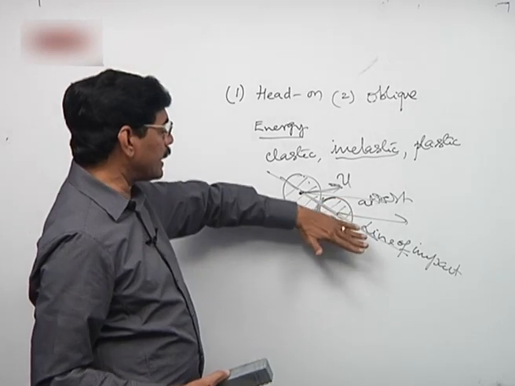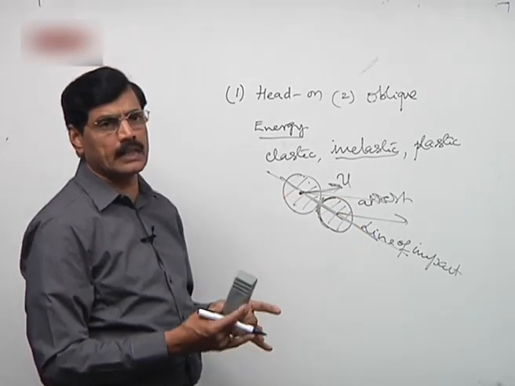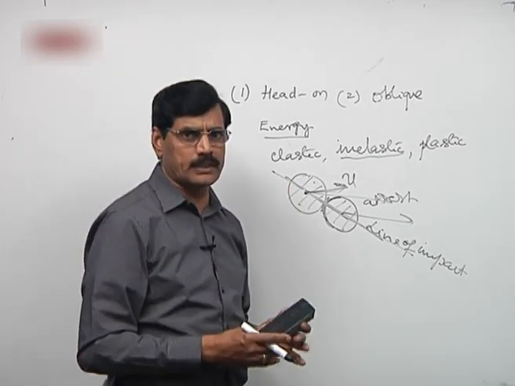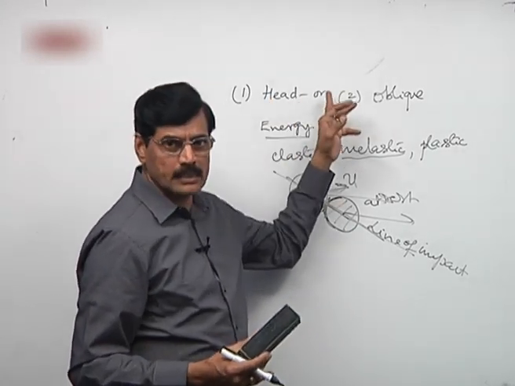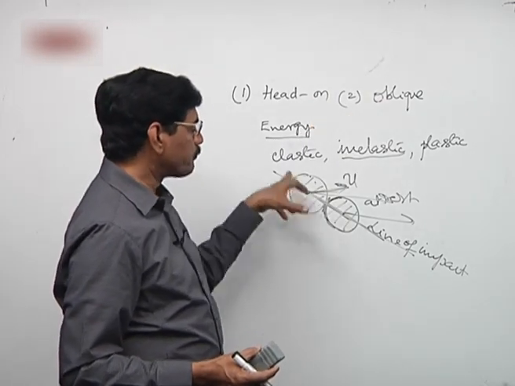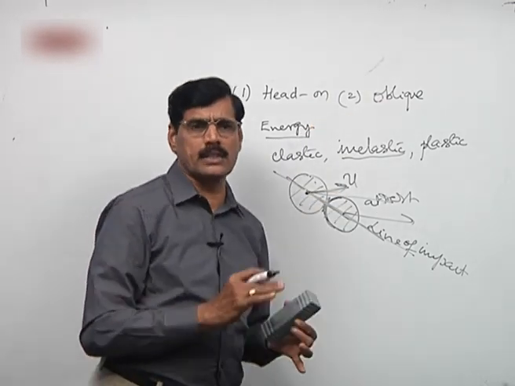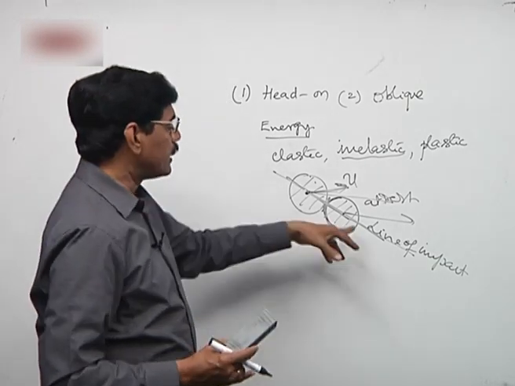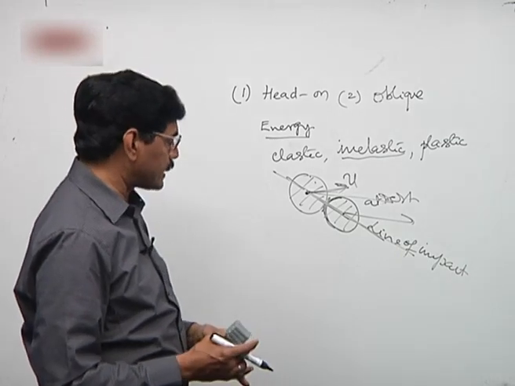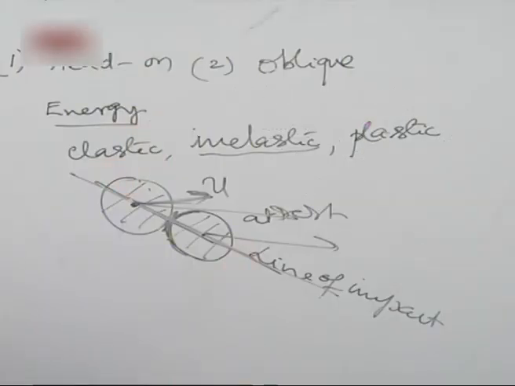So, when the line of impact coincides with the direction of motion of the bodies before and after collision, such collision we call head-on collision. And oblique collision is the one where the motion of the bodies before and after collision is different from the line along which impact forces act. That is oblique collision.